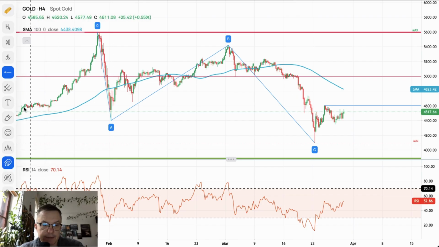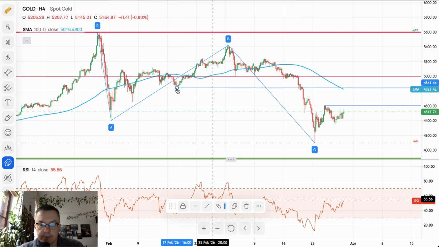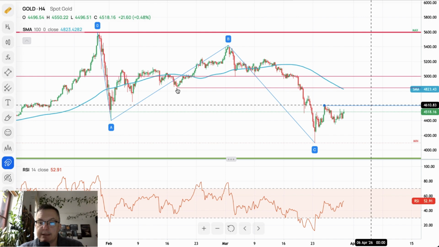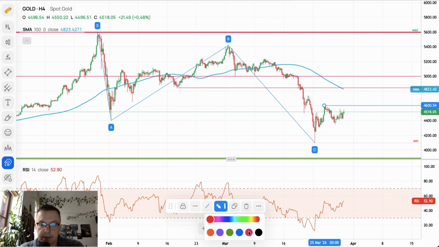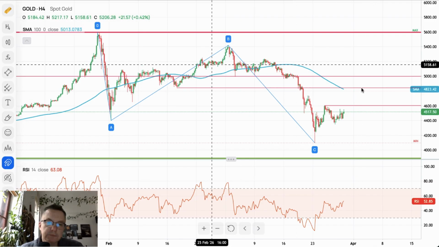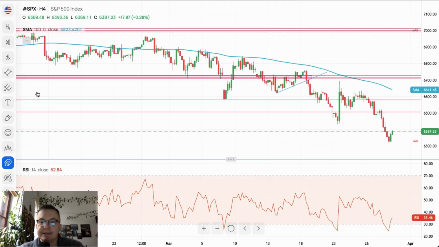Let me just place the technical level. You can see it here. That would be the next resistance. There you go. So next level for the test, 4,600, then 4,842. Possibly a bullish movement to the upside on gold.